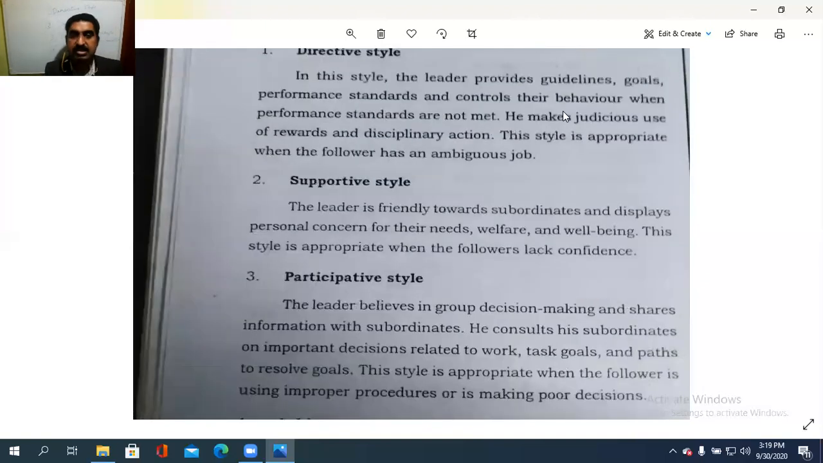That is the first style, directive style. The second is supportive style. The leader is friendly towards the subordinates or the followers and displays personal concern for their needs, welfare, and well-being, supporting the subordinates or the followers.